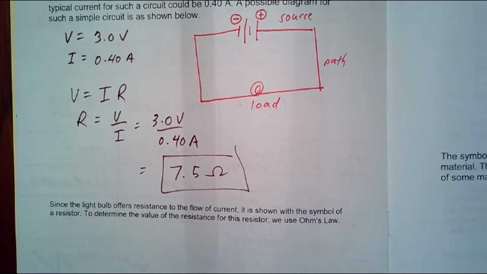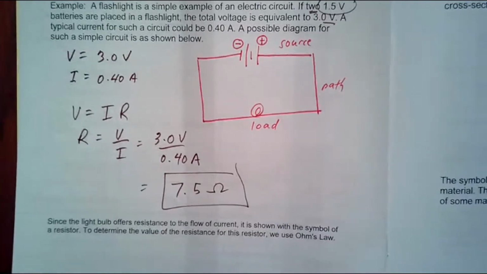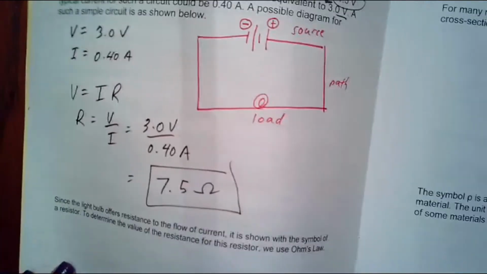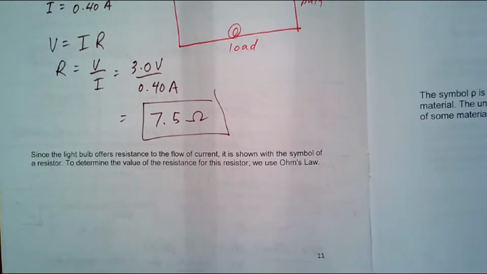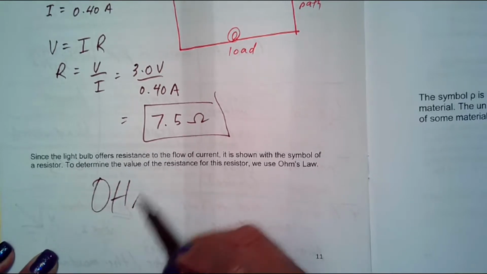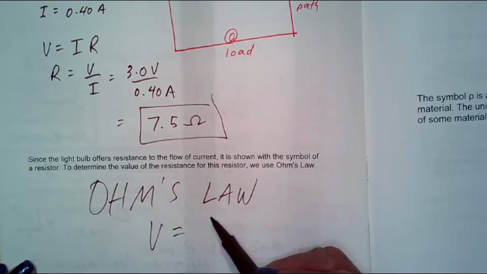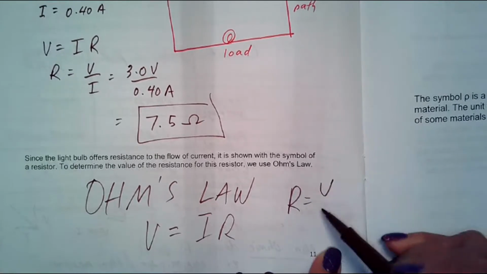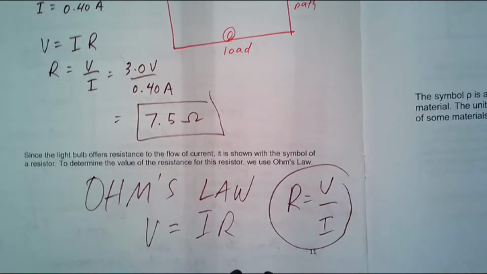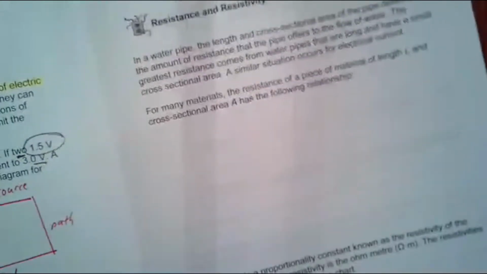So here's an application of Ohm's law. That is the relationship between resistance, volts, and current in the form of Ohm's law. Ohm's law is a big idea when you look at electrical circuits. V equals IR, or R equals V over I. This is Ohm's law. Now what about this other term called resistivity?